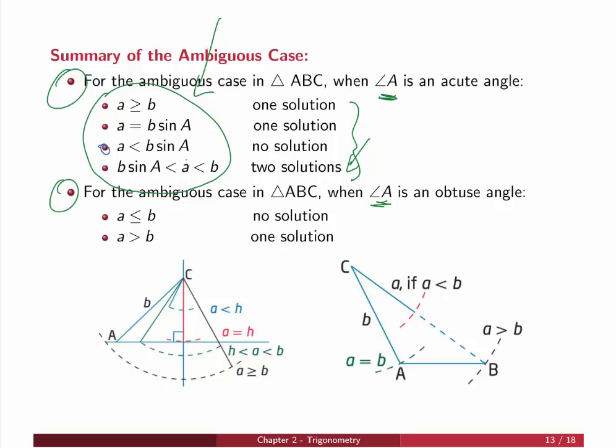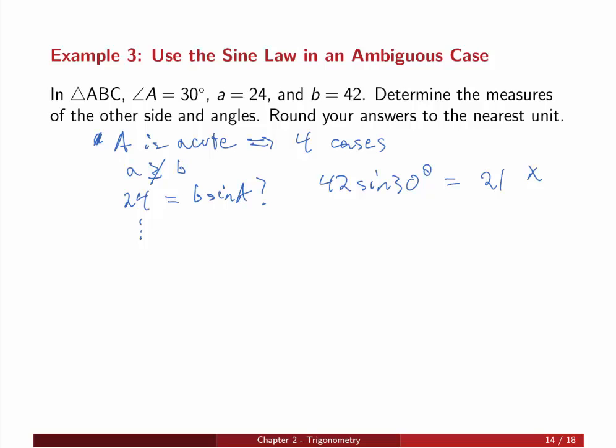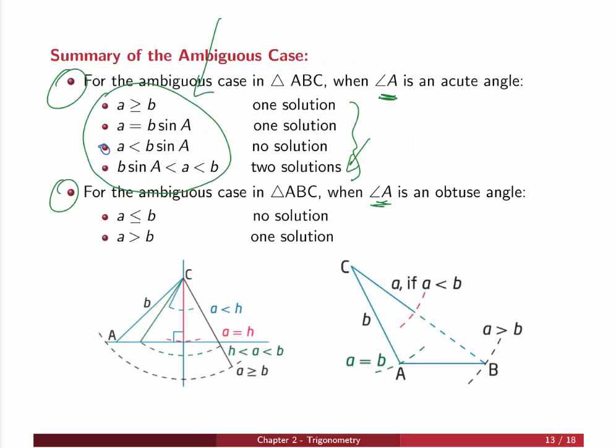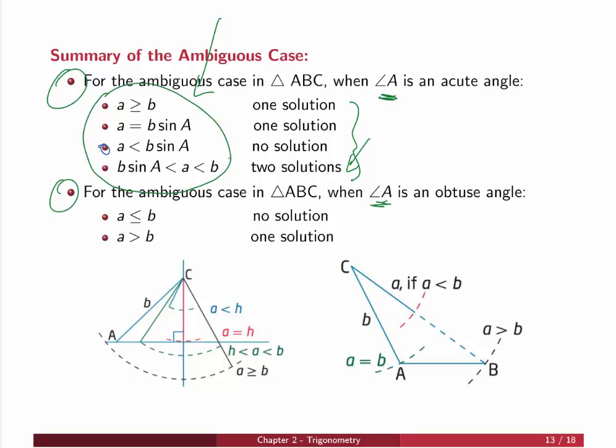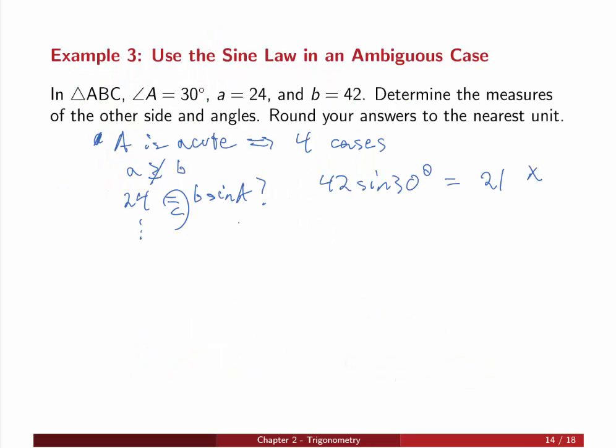Because b sine A, of course, is 21. And it's asking you, is a less than b sine A? But it's not. It's still not less than it. It's greater than it, in which case, if it's greater than it and less than b, so if b sine A is less than a is less than b, which in this case we're basically saying is 21 less than 24 less than 42, and the answer to that question, of course, is yes. Therefore, two solutions.